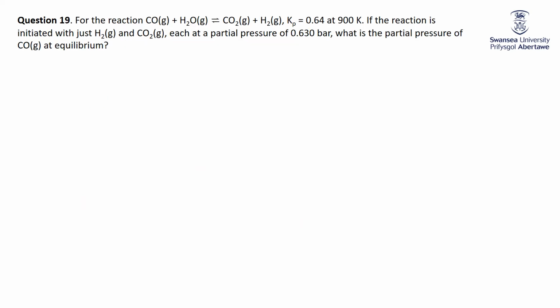So this one looks relatively straightforward. We've got a nice easy 1-to-1 to 1-to-1 reaction. We're told Kp for this reaction. It's initiated with H2 and CO2. Well, hang on a minute. H2 and CO2 are on the right hand side. What gives? Well, here's where we can set things up quite nicely by just remembering that K is the ratio of the righties over the lefties. Well, right now we got the righties.